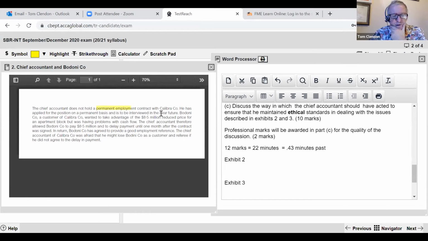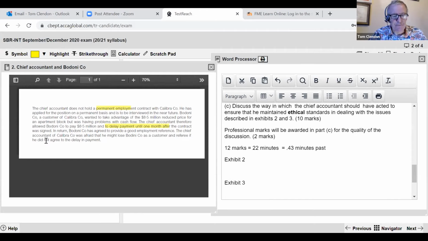Bodini is a customer who wants to take advantage of the 8.5 million reduced price but was having problems with cash flow. The chief accountant, who doesn't hold the permanent job, allowed Bodini to pay 8.5 million and to delay the payment for a month. Well, that's nice of him, isn't it? You're supposed to pay the 8.5 million straight away, and the chief accountant says, it's okay, mate, I'll give you a month's credit, but I'll still keep it at the same price. I won't add on 6%.